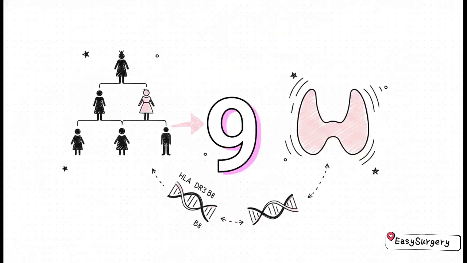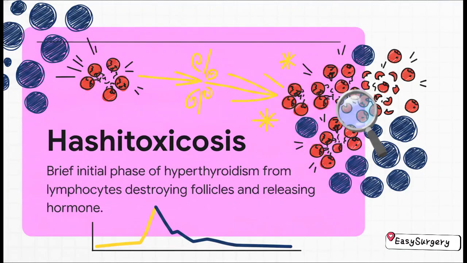9. That number is huge. It represents the 9 times increased risk of Hashimoto's thyroiditis if a first-degree relative has it. That is a massive hereditary link. Yes, it's an autoimmune condition associated with HLA-DR3 and B8, but if you've got a family history, your risk absolutely skyrockets.